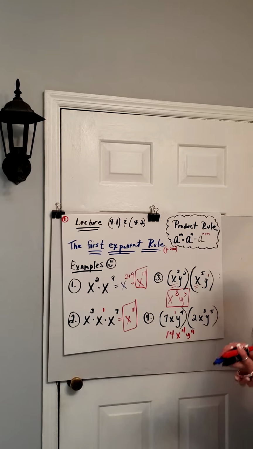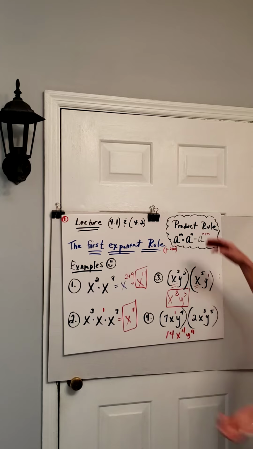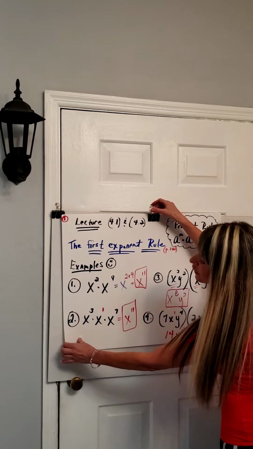Okay. All right, this is your first rule of exponents. When you multiply letters, you add your exponents. All right, let's see what we got on the next page.